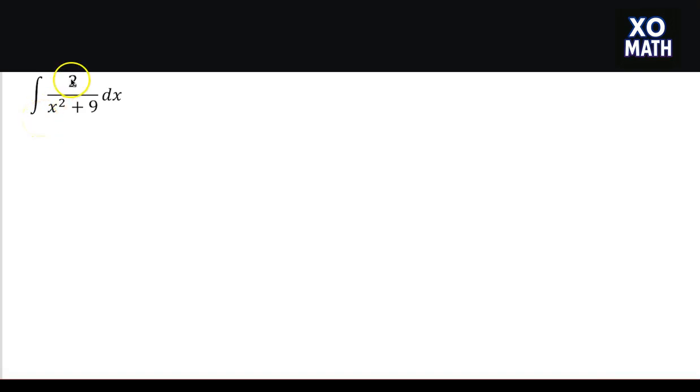I have the integral of 2 all over the quantity x squared plus 9 dx. Now what I'm going to do off to the side is remind us of a special antiderivative, that the integral of 1 over x squared plus a squared dx is equal to 1 over a arctangent of x over a plus c.